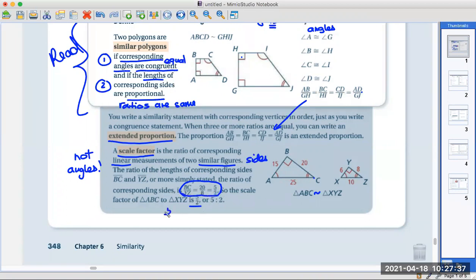When you divide the 2 numbers, use your calculator if you have to, but some of you might know 5 divided by 2 is 2.5. So what that means is that the bigger triangle is 2.5 times the size of the smaller one. And that's the scale factor.